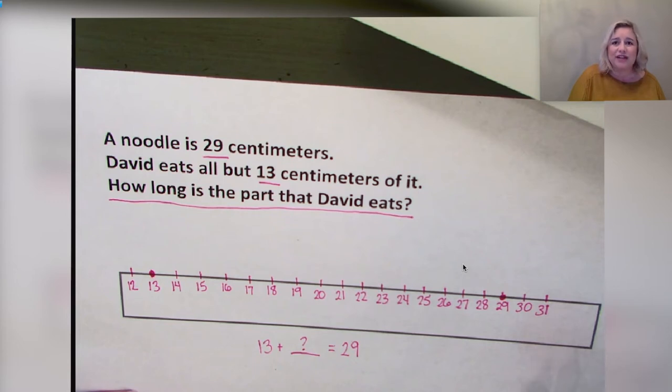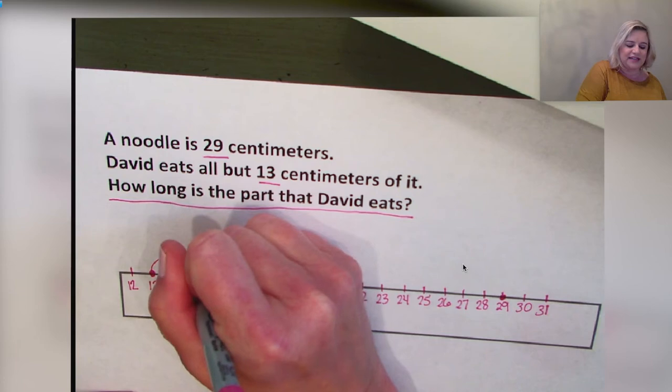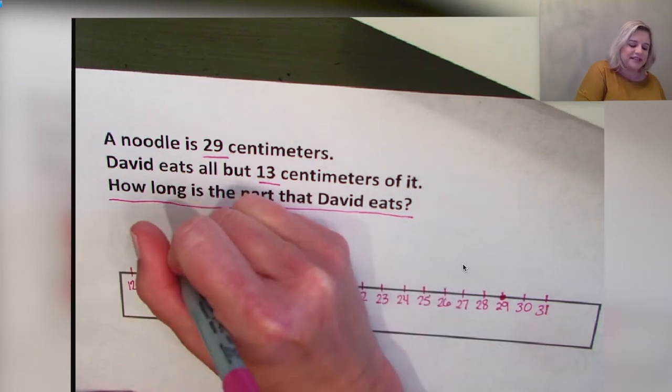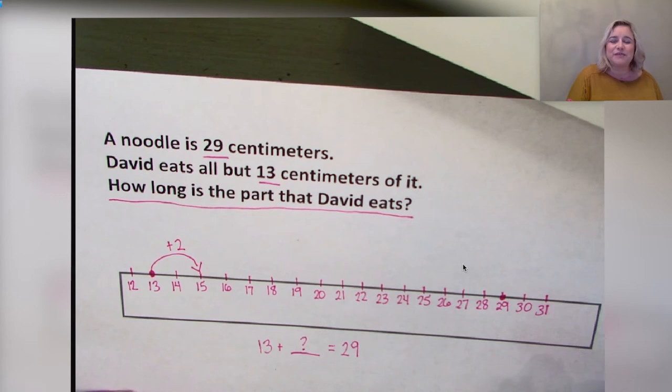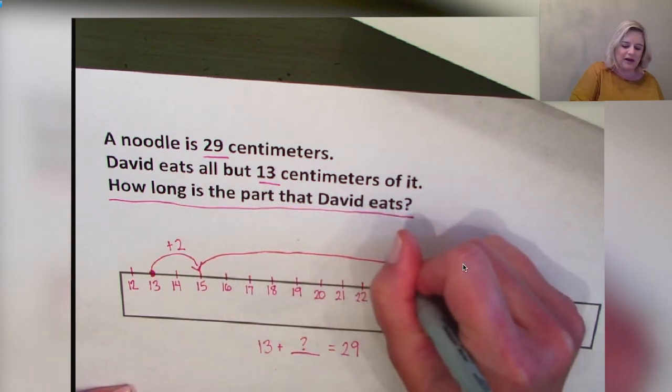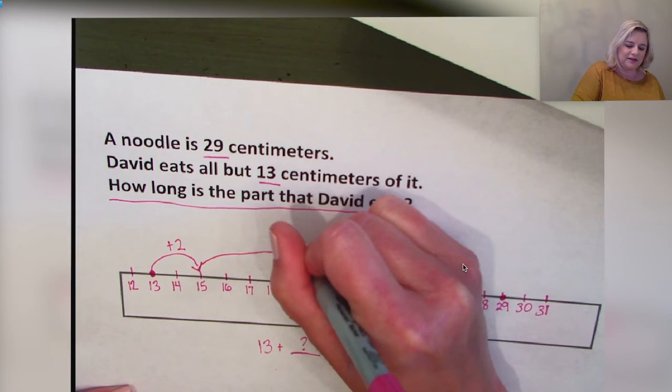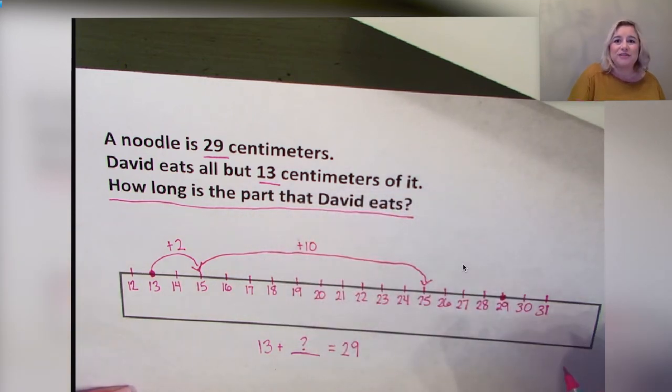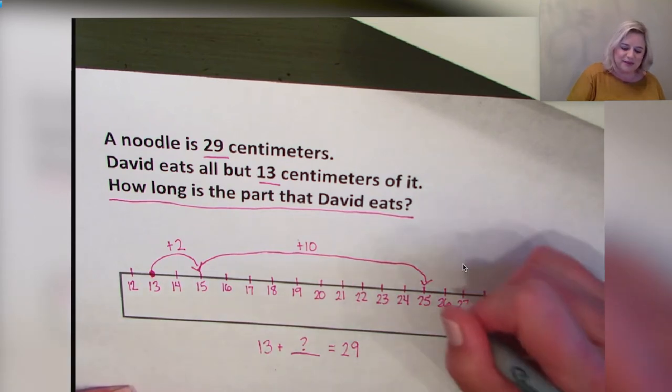Let's use our counting strategies to move spaces. Move with me by drawing arrows. I'm going to move to 15. I moved 2 centimeters because it's easy for me to count by 5s and 10s. Then I'm going to move 10 more. 15 all the way over to 25. So I just jumped 10 more spaces to get to 25. Then we need to get to 29. How many more spaces to 29? Very good, 4 spaces.